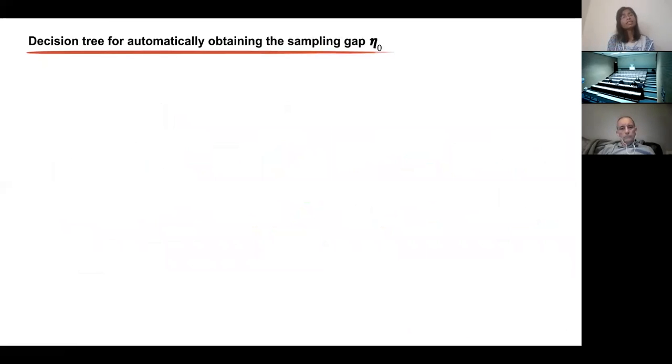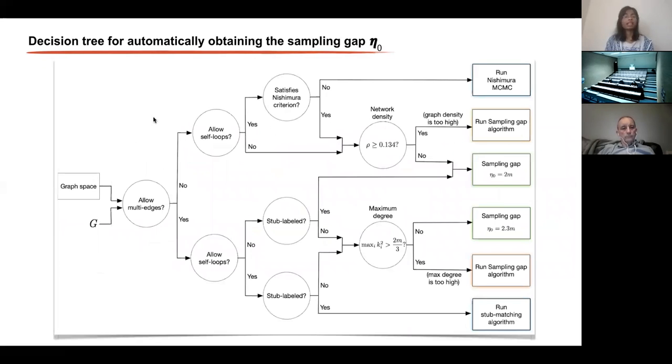So the strong linear pattern allows us to derive this decision tree for automatically obtaining the sampling gap eta naught for a network in hand. Again, I'm not going to go into the details of the decision tree, but basically we specify the graph space and we specify the graph whose degree sequence we want to keep fixed. And then depending on whether multi-edges are allowed or not, self-loops are allowed or not, and whether the network is stub labeled or vertex labeled, we can obtain the sampling gap directly in instantaneous time.